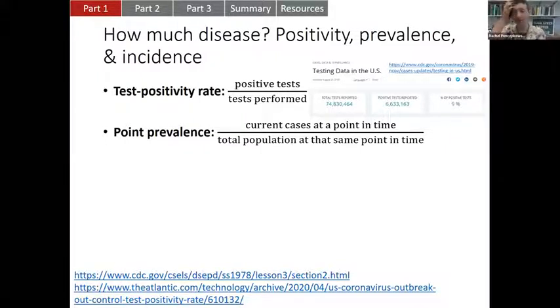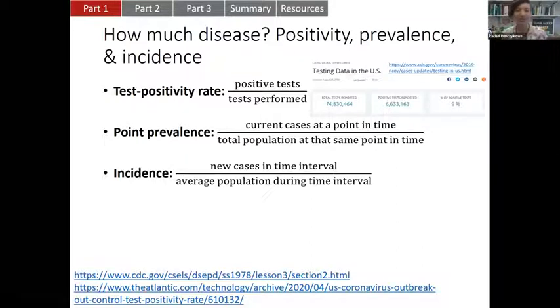Another index that you may have heard about at some point is incidence. And incidence is the number of new cases in a time interval out of the average population during that time interval. And so it's different from prevalence, because prevalence might include both current and past cases. We don't know from a prevalence estimate just when exactly those cases were acquired.